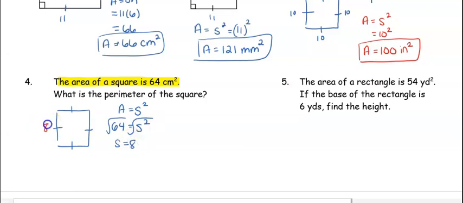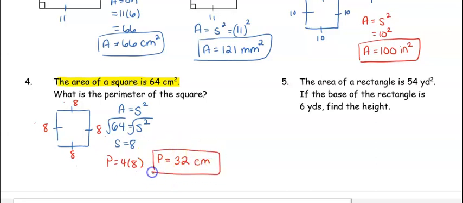Now that I know that each side is going to be 8 and I want to find the perimeter, which is what you get when you add up all the sides, I have 4 sides of 8, making the perimeter 32. Perimeter is linear, so it's not going to be centimeters squared, it's just going to be centimeters.